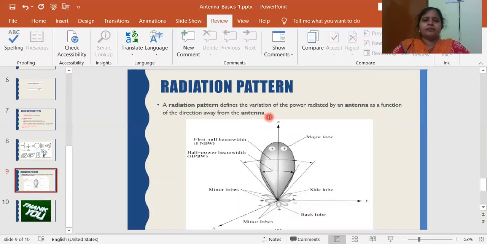Radiation pattern. So the radiation pattern is the variation of power radiated by antenna as the space coordinates, as the direction of the antenna. So if you see the figure, this is called a major lobe and these are called minor lobes. In the next coming sections, we'll discuss in detail about the radiation pattern of an antenna.